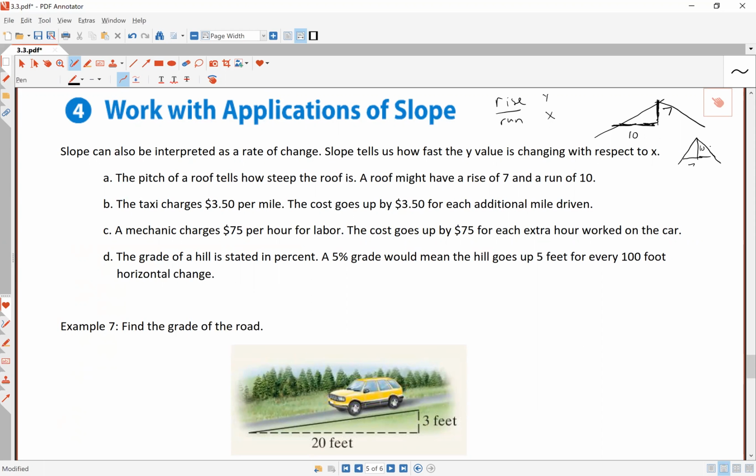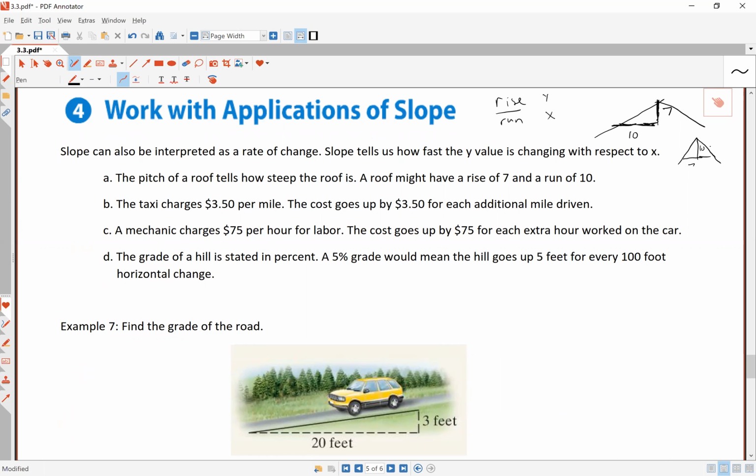Sometimes a rate of change is money. How are monies changing per mile? A taxi charges $3.50 per mile. The cost of the taxi will rise by $3.50 for each additional mile driven. Everybody has to take their car to a mechanic at one point in time, and it's the labor cost that's typically expensive. Sometimes it could be the parts, but if the labor charge is $75 per hour, that means your bill will go up by $75 for each extra hour worked on the car. So you hope that part that you buy doesn't take too many hours to install.